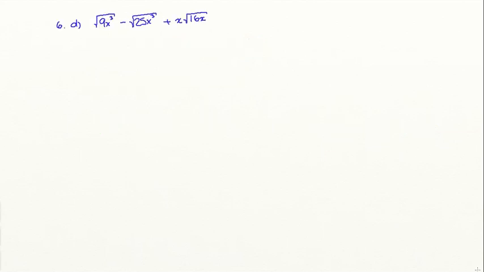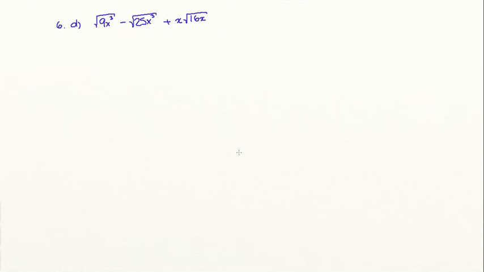6. Simplify each expression. All variables represent positive numbers, so we don't have to worry about using absolute value signs or having a negative number under the radical. 6d. Square root of 9x cubed minus the square root of 25x cubed plus x square root 16x.